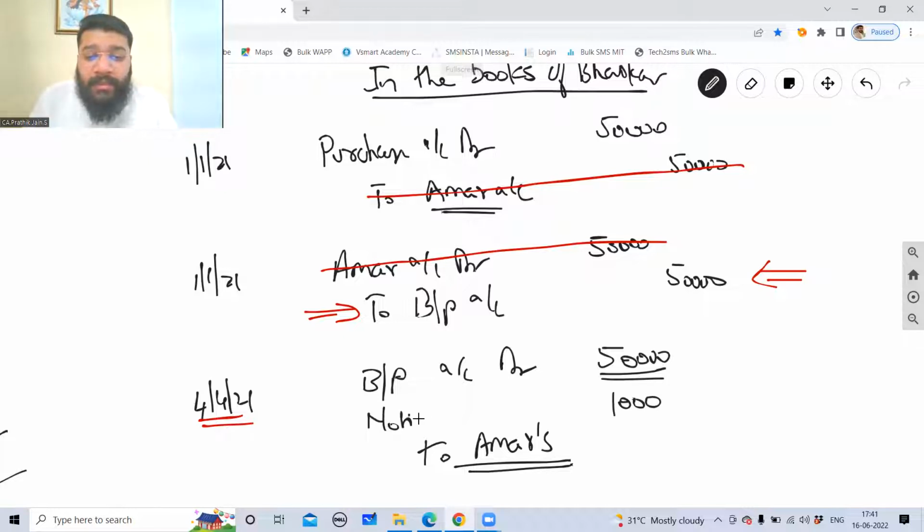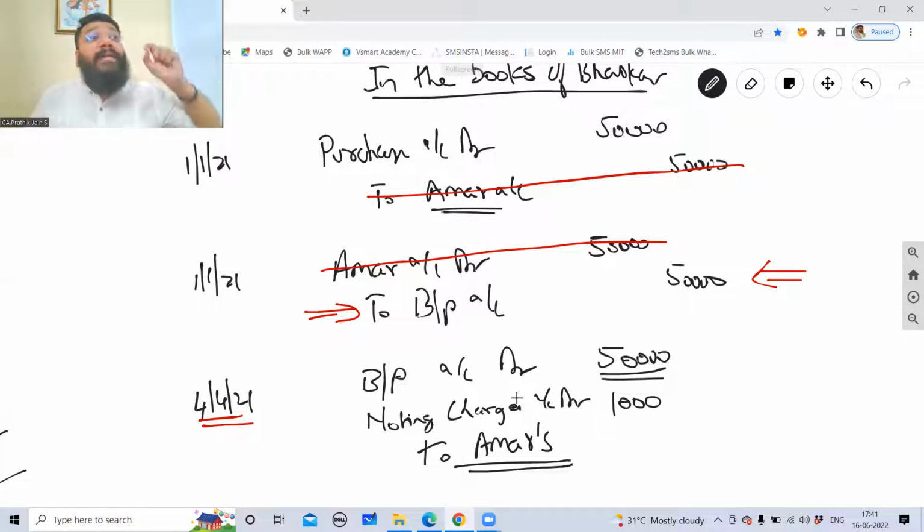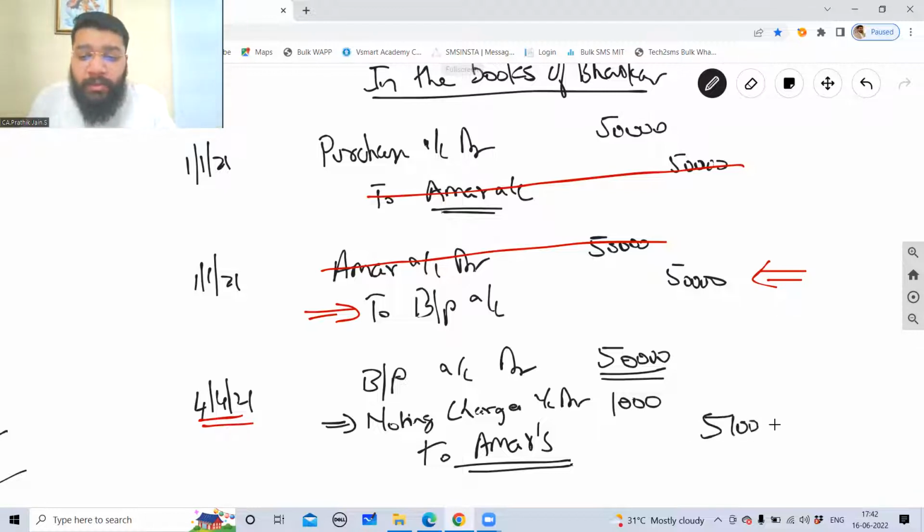So noting charges account debit. We have learned very clearly that the person who is making the default will bear the expenses. The person who is bearing the expenses will record the expenses. Noting charges is an expense. Debit all expenses and losses. So Amar should get 50,000 towards the purchase of the bill and 1,000 towards noting charges. So total 51,000 rupees we have to pay to Amar.